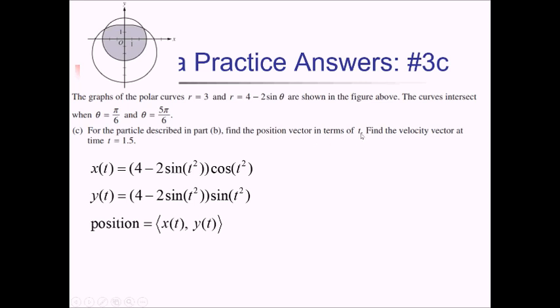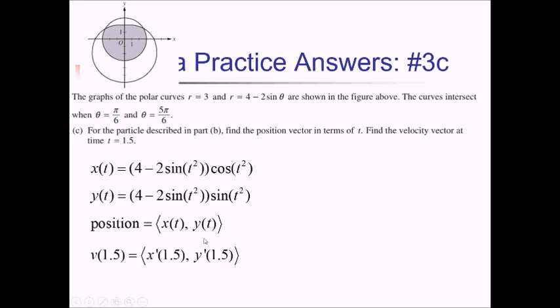Next, they want us to find the velocity vector at time 1.5. So I essentially need to find the derivative of x of t and y of t, so x prime of t and y prime of t, and plug in 1.5 to those. So then my velocity vector is going to be x prime of 1.5 comma y prime of 1.5.